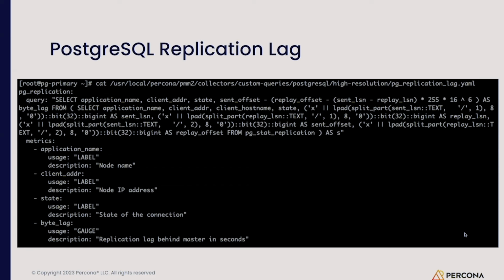So how can we use this information? This, as you can see, is exactly the same as we saw in the example, and all of the queries are going to start with PG replication, and then we will have 4 of them, right? So it's going to be PG replication application name, PG replication client address, etc.